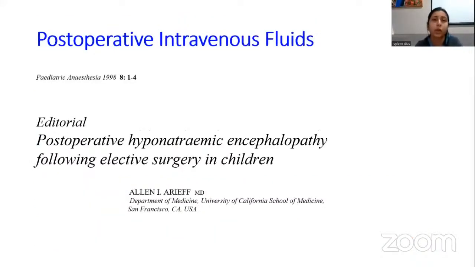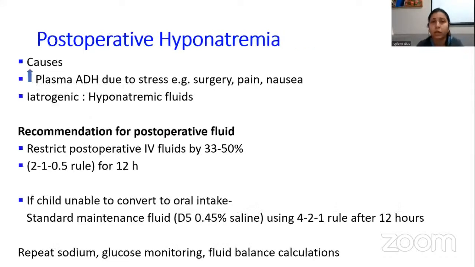So this was the editorial in Pediatric Anesthesia in the late 1990s, where children who were posted even for routine surgeries like tonsillectomies started having convulsions post-operatively, and that was because of hyponatremic encephalopathy. So we know now that there is an ADH release which starts during surgery itself, and it peaks at 12 hours. So all of this is because of ADH release, and administration of hyponatremic fluids again can worsen all of this.